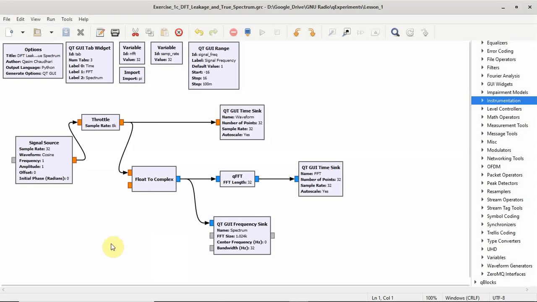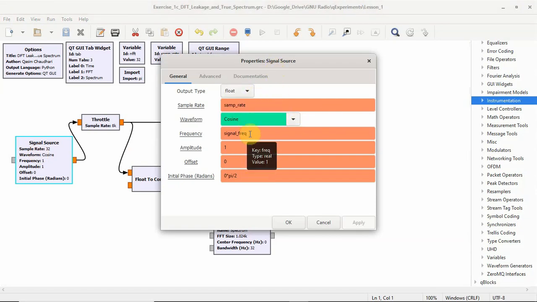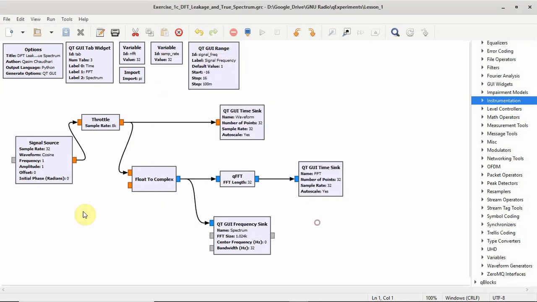Let us see what the flow graph is doing. The signal source is again a cosine with floating point values. The signal frequency is defined by the variable signal freq. Float to complex for the FFT, and the signal is being shown by the time sink.